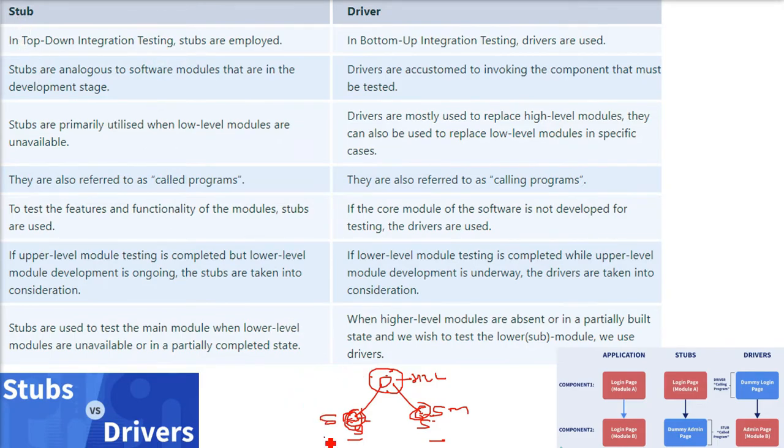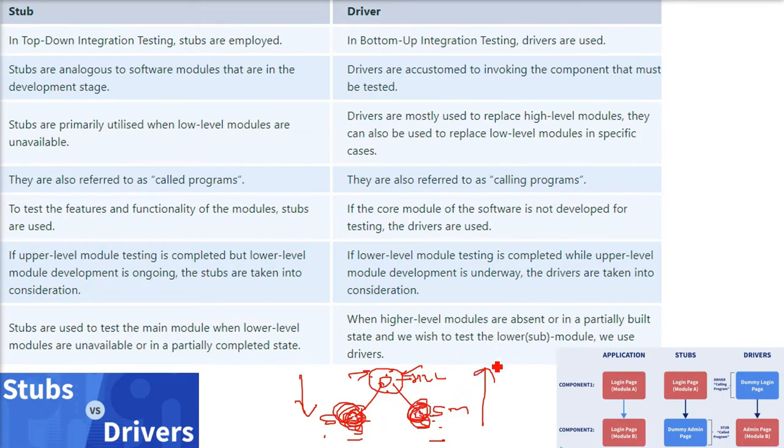Similarly, when the lower modules are ready but the upper module is not ready, the upper module will be called a driver when it is made. So in top-down integration testing, stubs are employed. In bottom-up integration testing, drivers are used, and they are simple code which will eventually be thrown away. We are just mimicking, just writing code so that the testing can be done. Stubs are analogous to software modules that are in the development stage; they are just modules which are not being made.